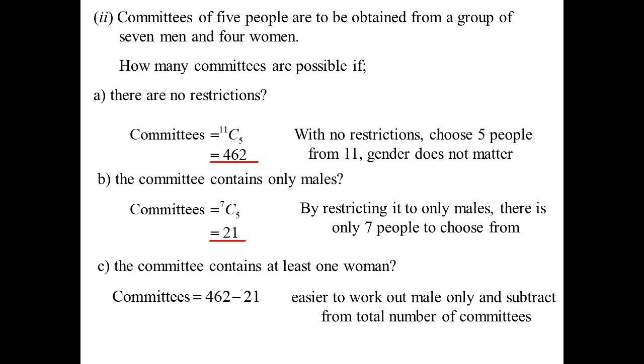Well, this is where I use the complementary idea again, because why do more work than I have to? At least one, well, the complement to that must be what we've already worked out. The one with none of them, so if I go subtracting the ones with none of them from all the possibilities, I must be left with the ones that have at least one, 441. So we can still use this complementary idea like we saw in probability.